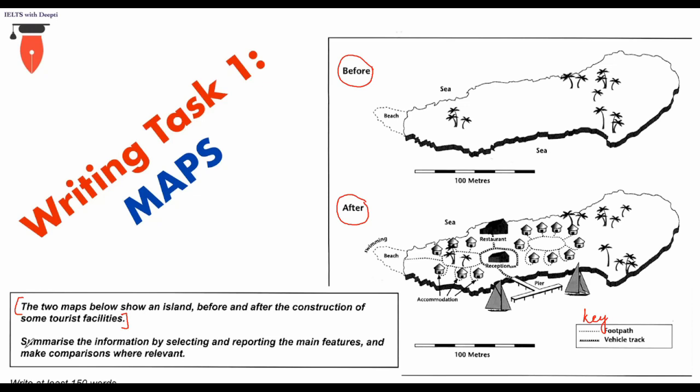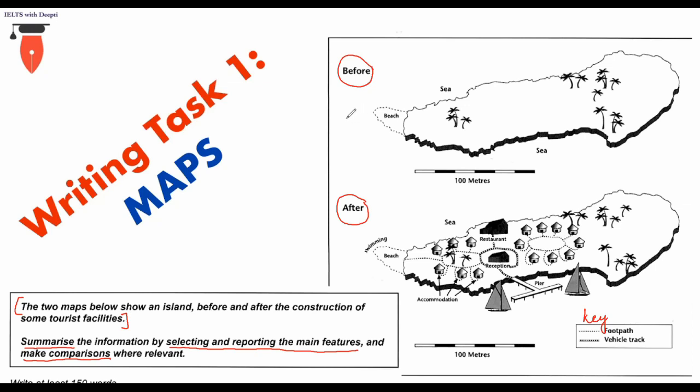And then what we are supposed to do is we are supposed to summarize the information that is given to us. How we will do that is by selecting and reporting the main features, and we will make comparisons wherever they are relevant. So we need to see how they are similar or different from each other, and based on that we are going to report the main features. So that is exactly what we are supposed to do with the map task.